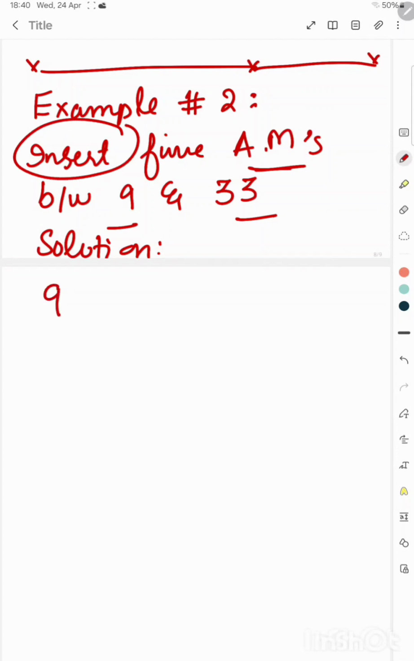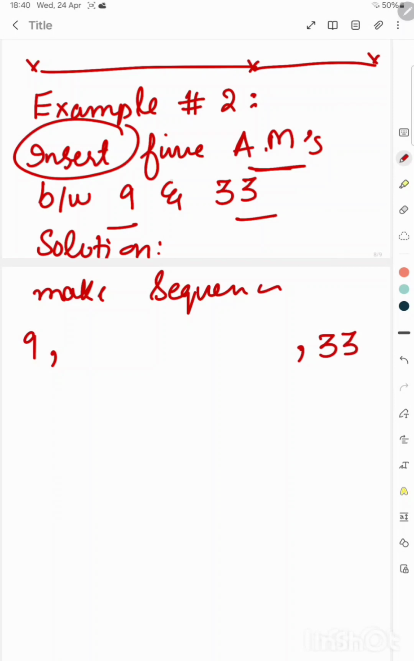First of all, we will make the sequence. I will write here for you. The first step will be to make the sequence. So the first term is 9, and the last term is 33, and we have to insert 5 arithmetic means. You know an arithmetic mean is represented by capital A, but there are 5, so we will write a1, a2, a3, a4 and a5. So we just made the sequence.